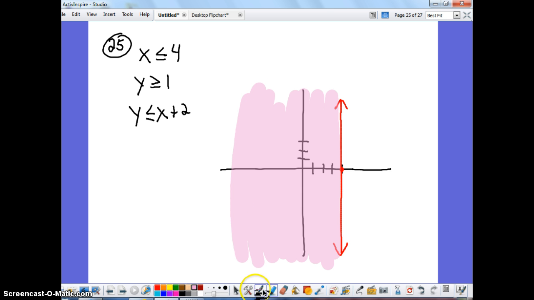All right, so what about the second one? The second one here we have y is greater than or equal to 1. So 1 is going to be right here. Again, that's going to be a horizontal line. Y is greater than or equal to means we're going to be shading in everything above that.